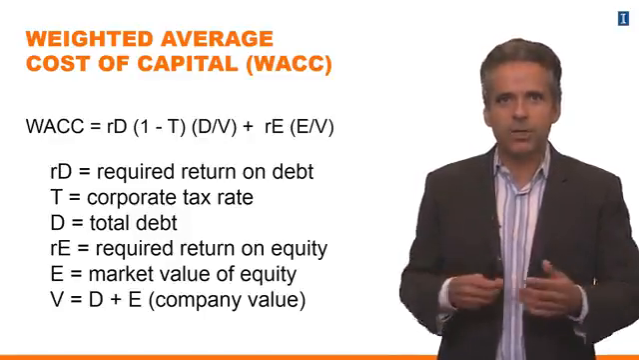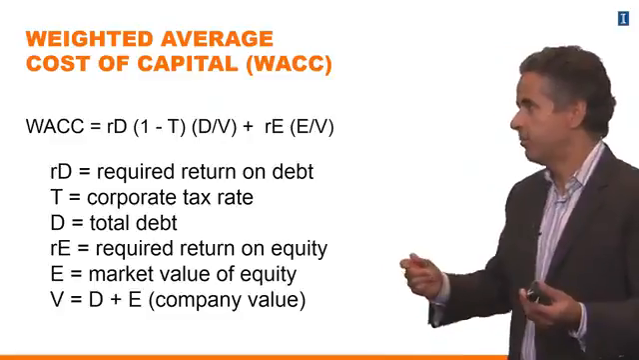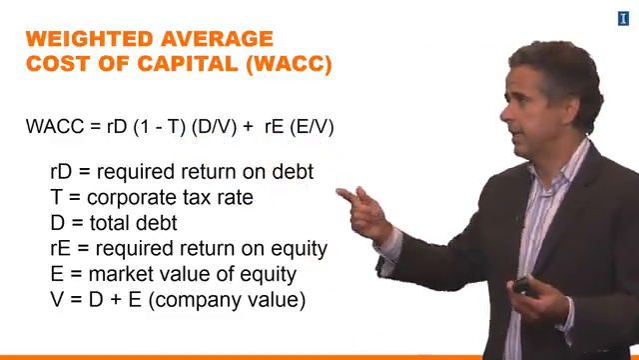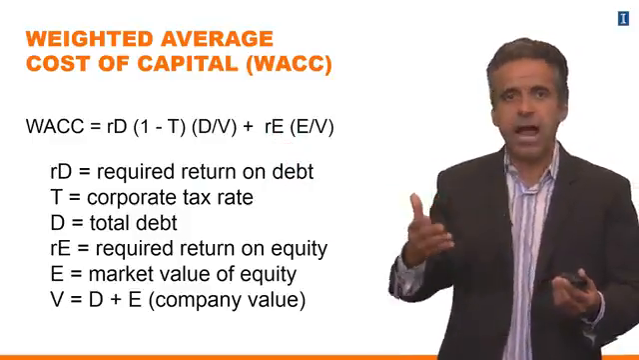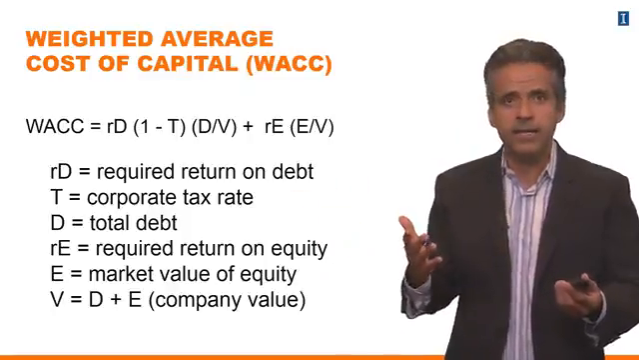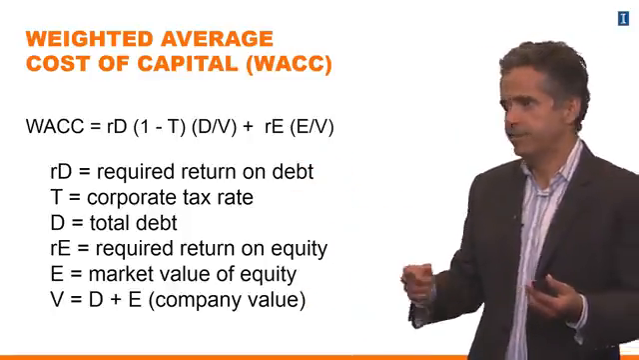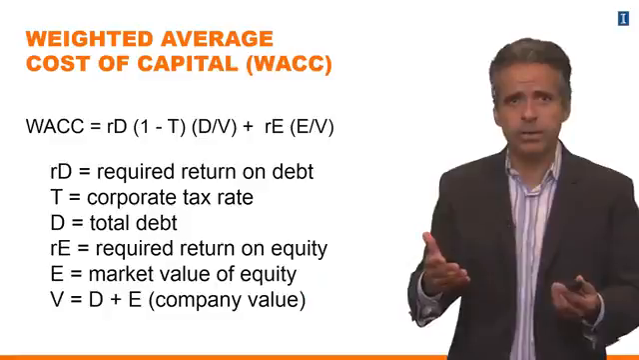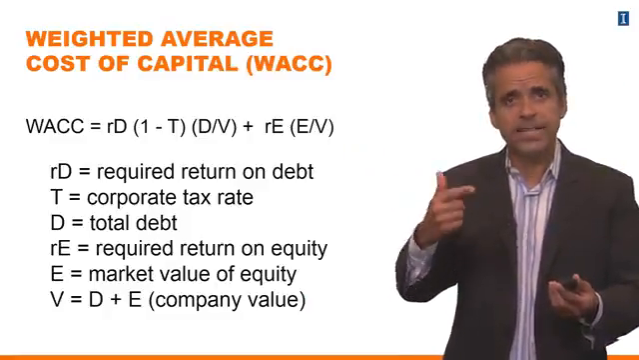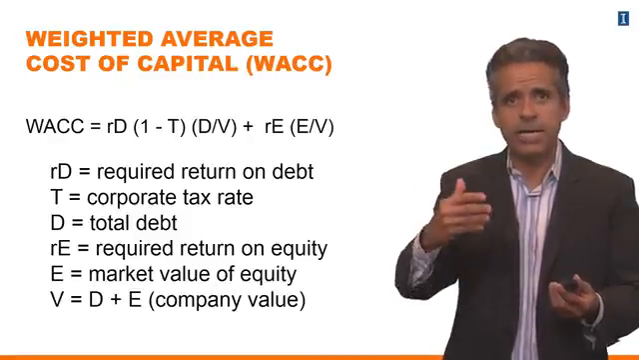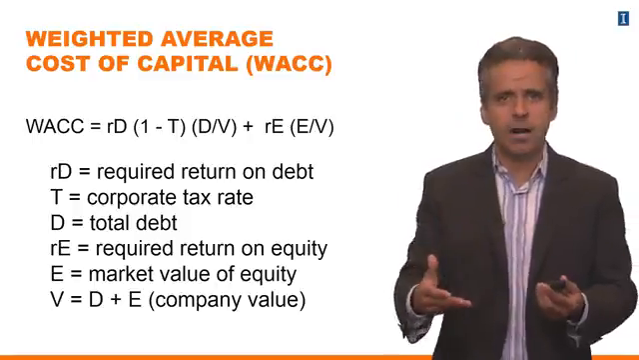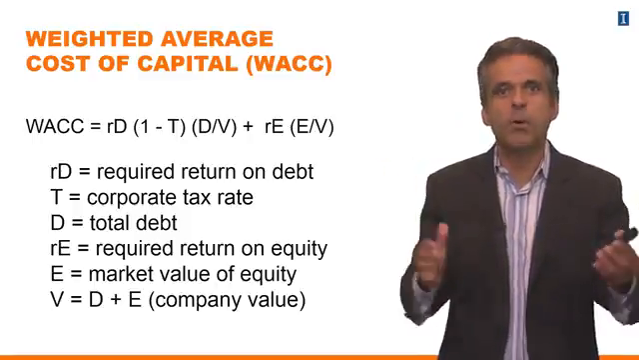The weighted average cost of capital is a weighted average, right? You have the required return on debt, and then you are multiplying this by the fraction of the value of the company that comes from debt. Okay, it's debt over value, where value is defined as debt plus equity. Then you have the required return on equity multiplied by the fraction of the value of the company that comes from equity. So the E here is going to be the market value of equity. Okay, so it's just a weighted average.